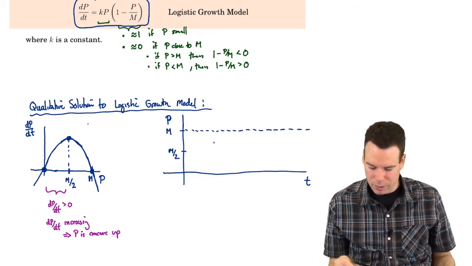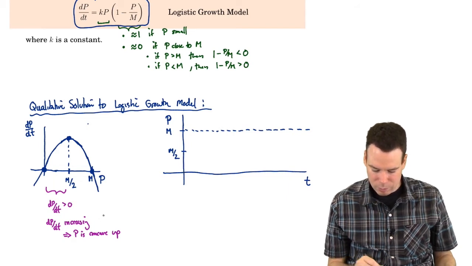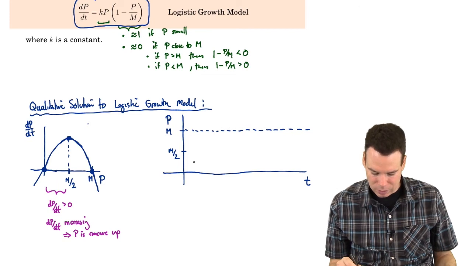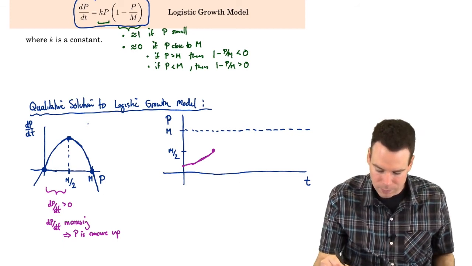So I go over to my plot of p versus t, and I notice that between p values from 0 to M over 2, p is concave up. It's increasing and it's concave up. So it starts at some initial point, and it's got to be concave up and increasing. Now it hits a value of M over 2. Then what happens? I'll switch colors here.